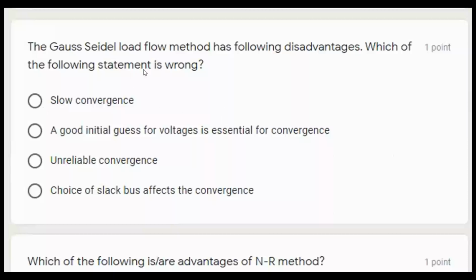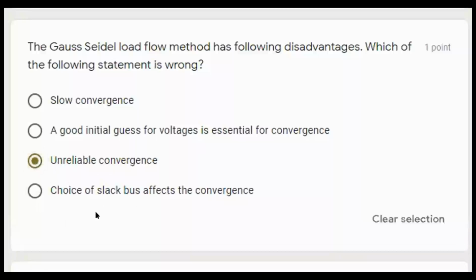Slow convergence, that is a disadvantage. Then a good initial guess for voltage is essential for convergence. This is also a disadvantage. Then unreliable convergence. This is the answer; this is the wrong disadvantage. Then choice of slack bus affects the convergence. This is also a disadvantage. Here the wrong disadvantage is unreliable convergence. It reaches convergence, but it takes time. It is not unreliable. It reaches, but the answer is not accurate.